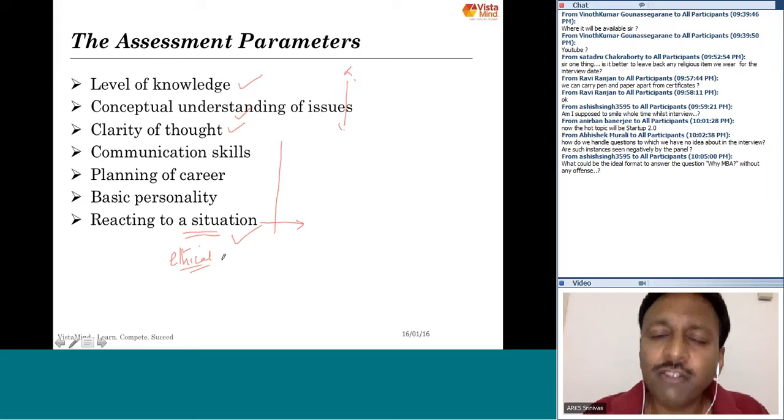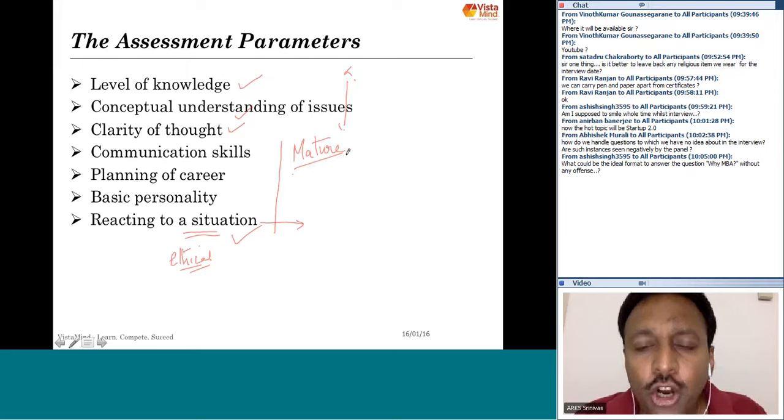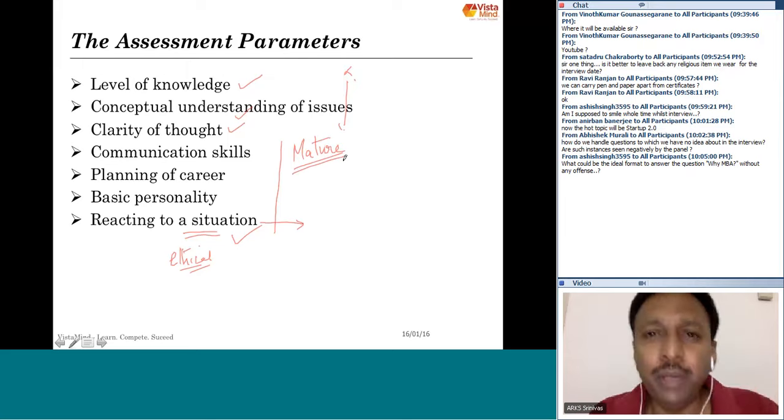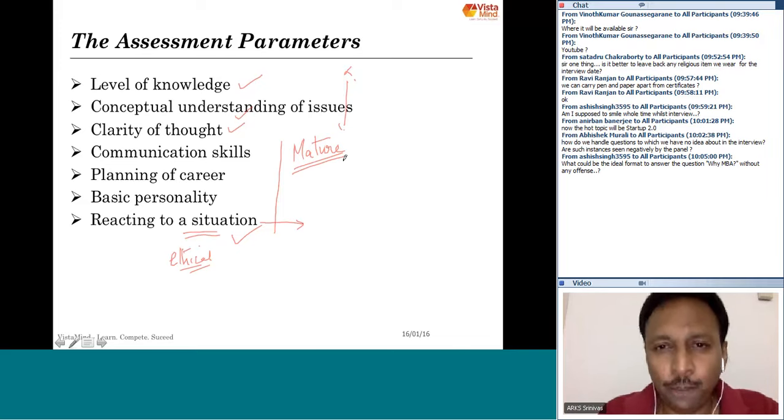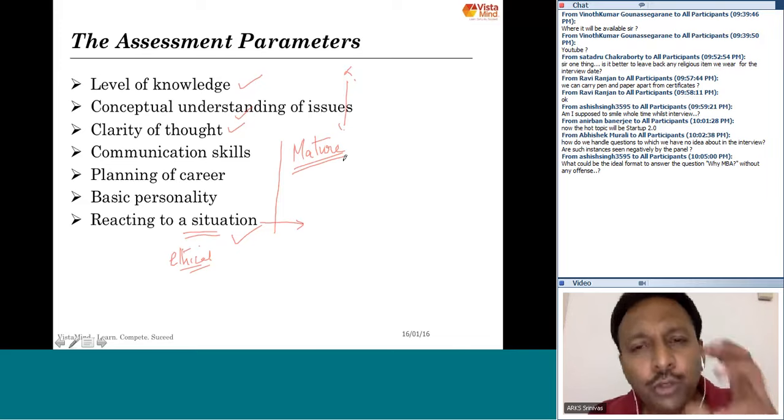In other words, one of the biggest considerations when you are talking about all these assessment parameters is, if you notice, what they are really looking at is a person who is really mature as an individual and who can take up responsibility of being a manager tomorrow or a leader tomorrow. Okay? So keep that in mind.